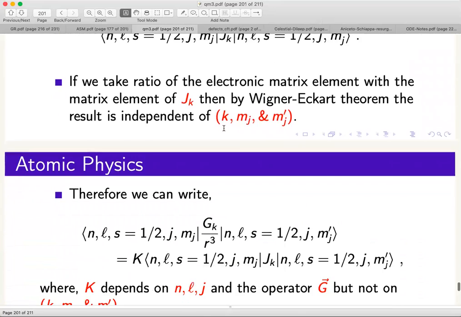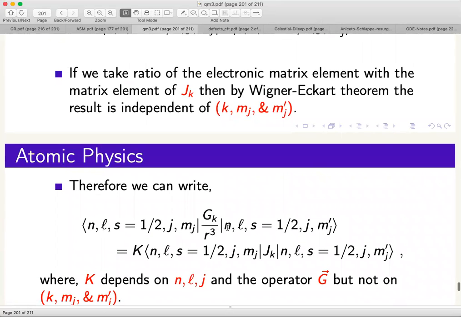So we are going to claim that this matrix element, which is what we want to evaluate, <n L s=1/2 j mj| gk/r^3 |n L s=1/2 j mj'>, is equal to some constant, which is constant in the sense that it is independent of mj, independent of mj', and also independent of the magnetic quantum number that gk would have. If you take that out and you know that s is equal to half, the only things that remain here are n, l, and j. Those are the quantum numbers on which this constant k could depend.